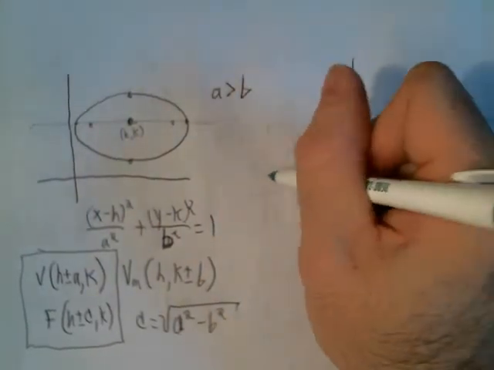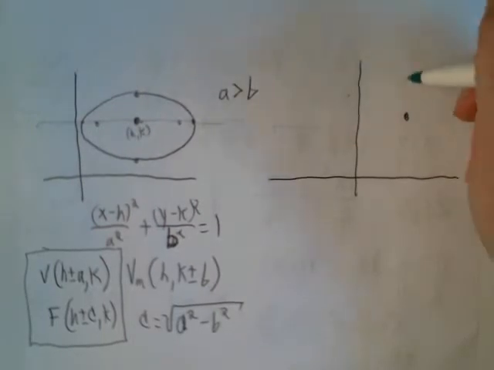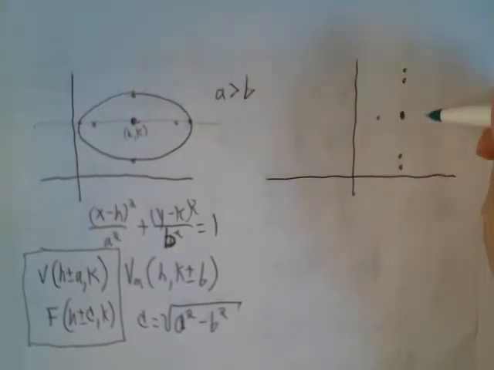Okay, and of course also a will always be greater than b for these kinds of problems. Let's look at the other orientation then. So maybe we have our center in the first quadrant, and then our vertices, our foci, and then our minor vertices.